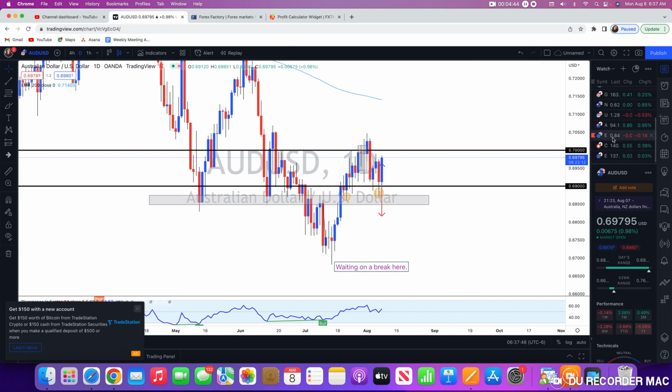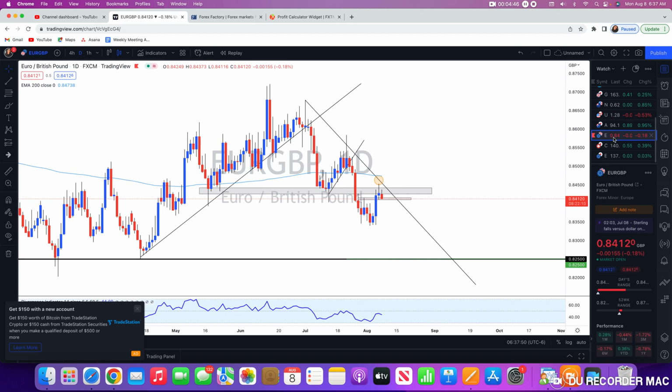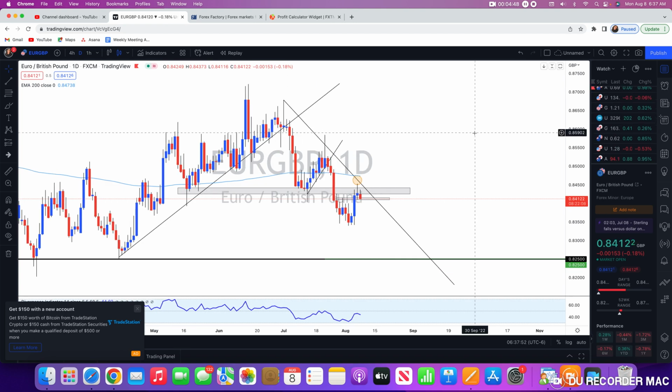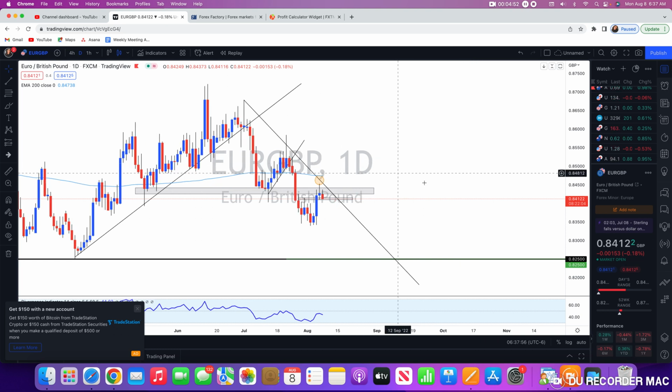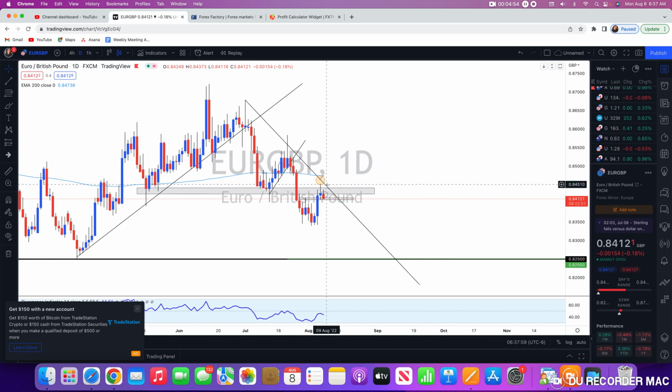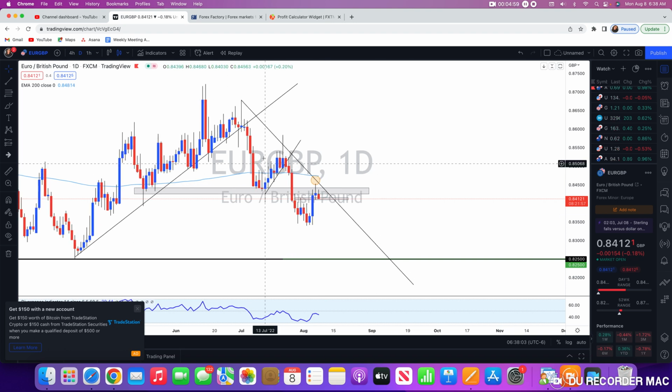We'll go down to my last one that I did a little bit of analyzing on, which is Euro, British pound. On Euro, British pound, same thing. Did some marking up yesterday. I know this looks kind of funky. I did a little bit of other stuff as well.